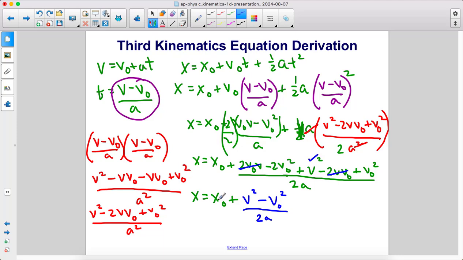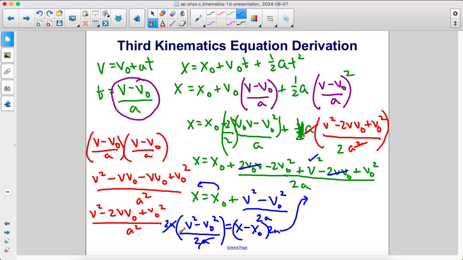So I'm going to flip this whole equation around. So it's v squared minus v naught squared over 2a. I'm going to subtract that x naught to the other side, so that becomes x minus x naught. I'm going to multiply both sides by 2a so that it cancels over here. And I'm going to go up here. So now we have v squared minus v naught squared equals 2a times x minus x naught, running out of space.